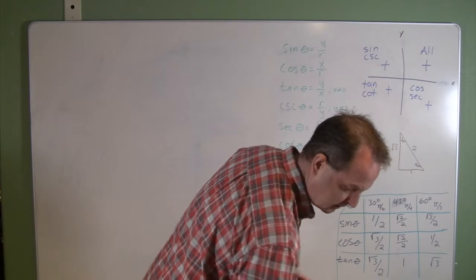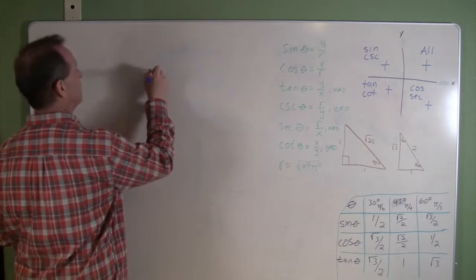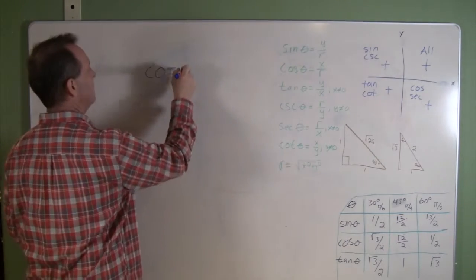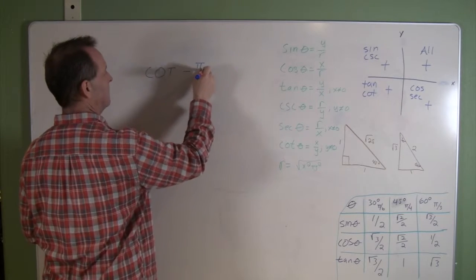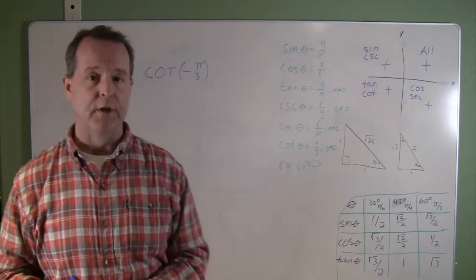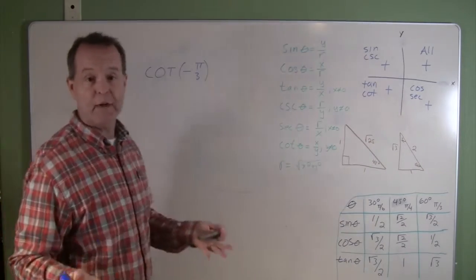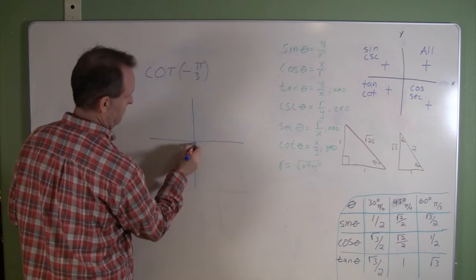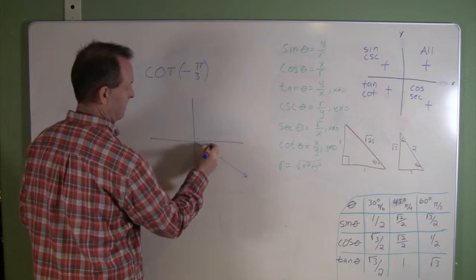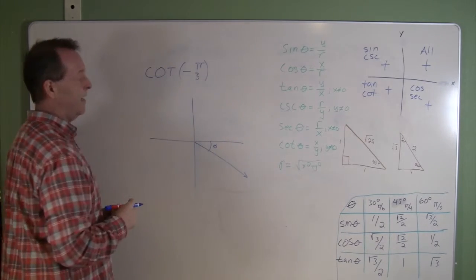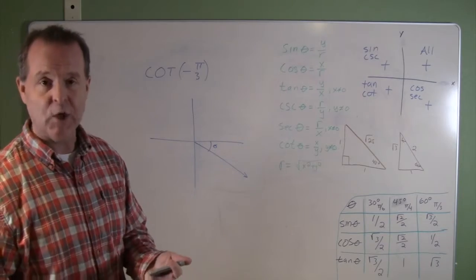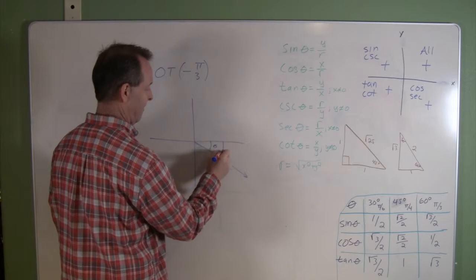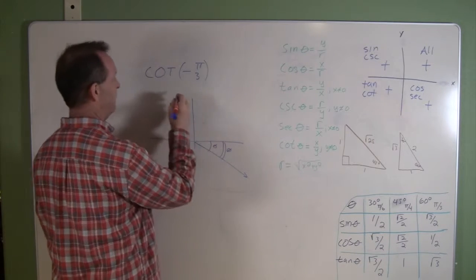Lost it. Sorry, folks. Cotangent of negative pi thirds. Well, let's find its reference angle first. So there's theta, that's negative pi thirds. Its reference angle is the positive angle closest to the x-axis, which in this case happens to be the exact same one, but a positive version.